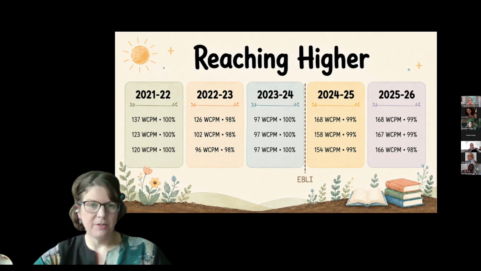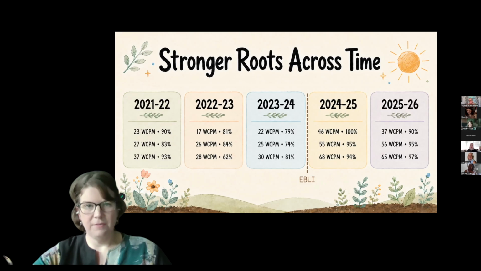But we all know that we need to be concerned not just about those students who basically come into first grade reading, but we have a lot of students learning to read. So let's take a look at the other end of that spectrum, the students who are reading the fewest words per minute.